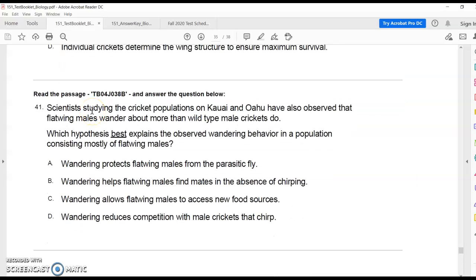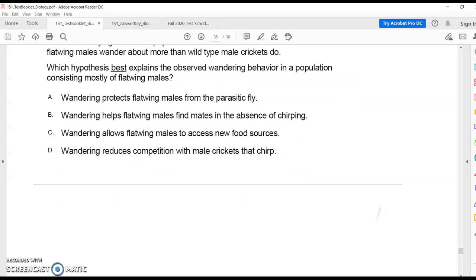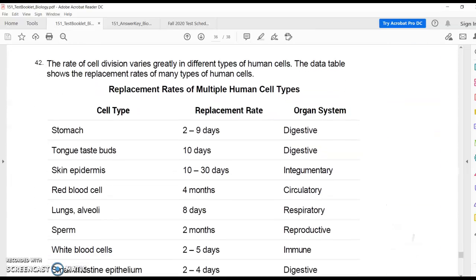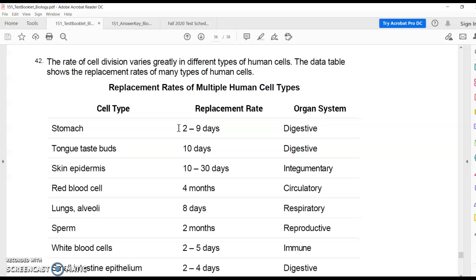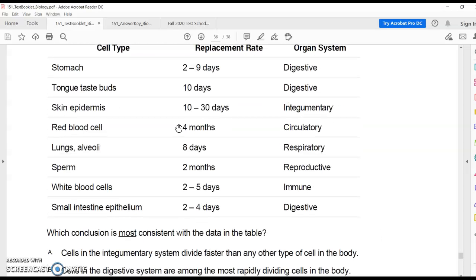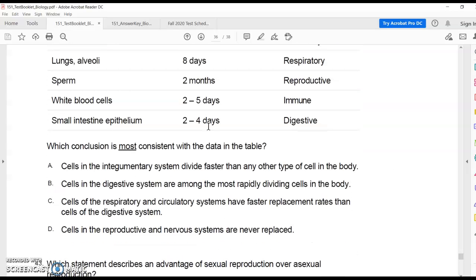41, the correct answer is B. So the wandering helps flaunting males find mates in the absence of chirping. And so the silent crickets wander around, and they have to in order to find a mate to be able to reproduce and pass that silence on to their offspring. Looking at 42, have cell division rates of humans or different cells in humans. And just reading the table, you would see that digestive, for the most part, has the fastest replacement rate. And so the correct answer is B. You could easily figure out that A, C, and D are incorrect by using the table.